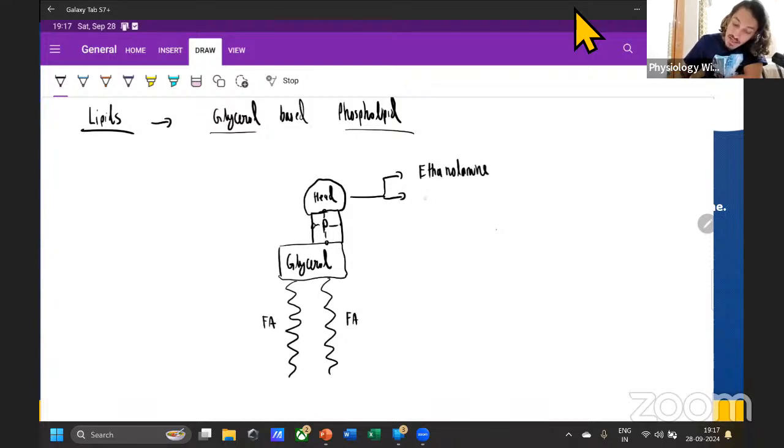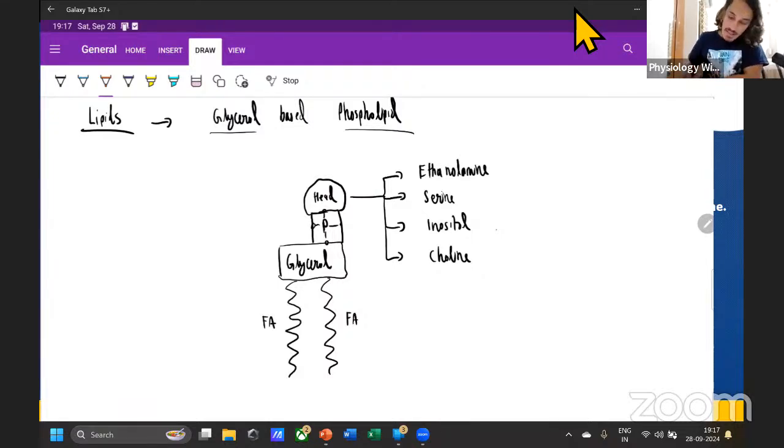It can be a serine. It can be an inositol. It can be a choline. So based on this, you can call it by different names: phosphatidyl ethanolamine, phosphatidyl serine, phosphatidyl inositol, phosphatidyl choline. These are the types of phospholipids which are commonly seen.